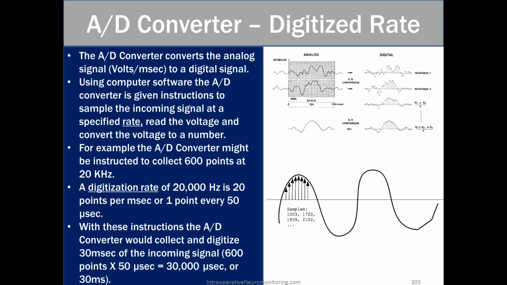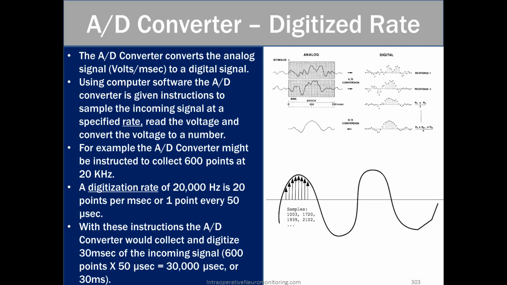AD converter, the digitization rate. The AD converter converts the analog signal measured in volts per millisecond to a digital signal. Using computer software, the AD converter is given instructions to sample the incoming signal at a specific rate, read the voltage, and convert the voltage to a number.